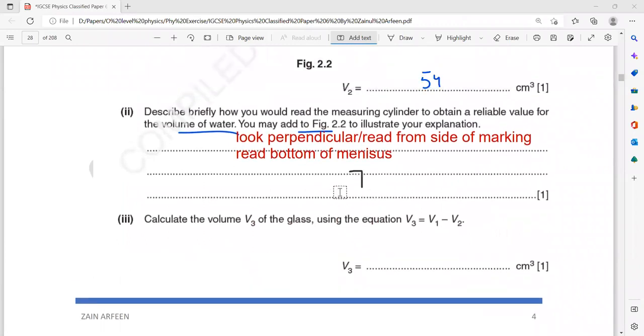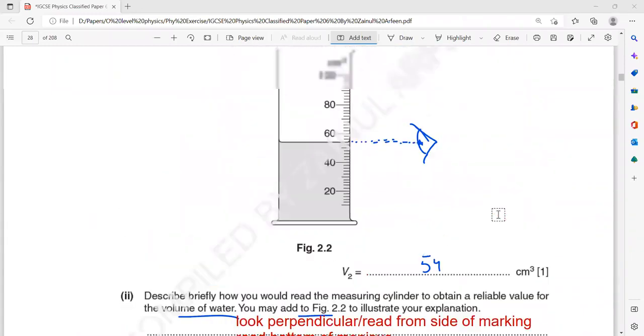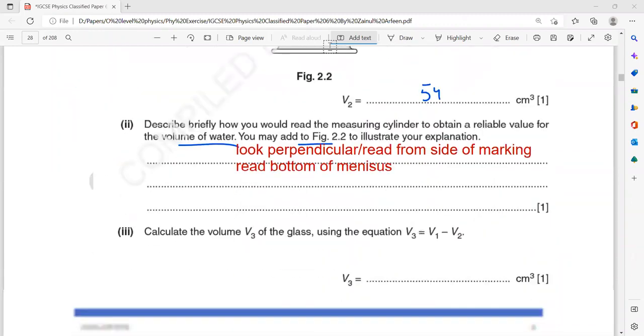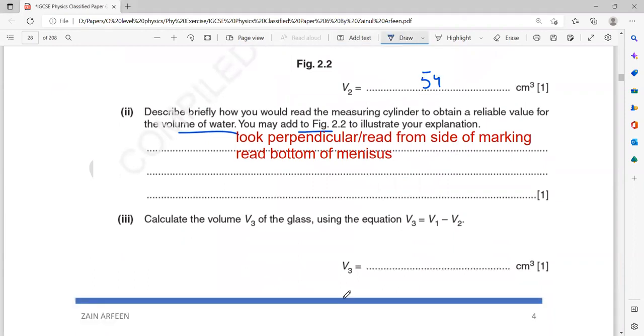The next one, the volume V3 is V1 minus V2. Like the volume of the glass is external volume minus internal volume. So this was 72 and this is 54. So you just have to do 72 minus 54, so that's equal to 18. So this will be 18.